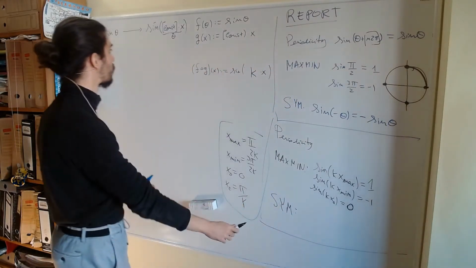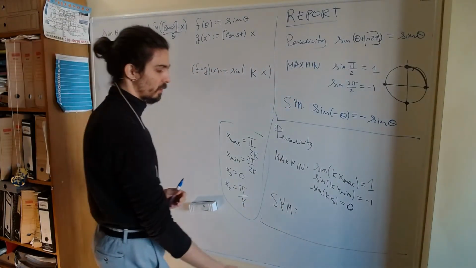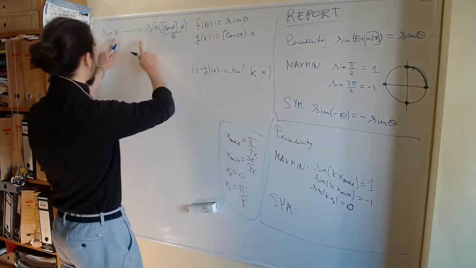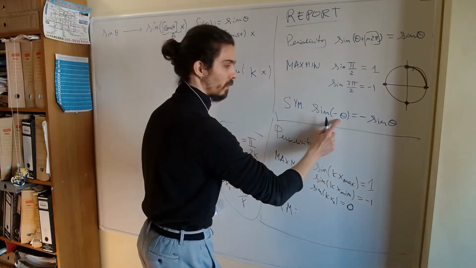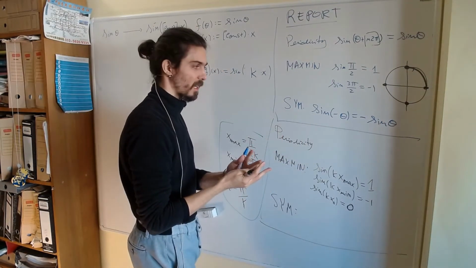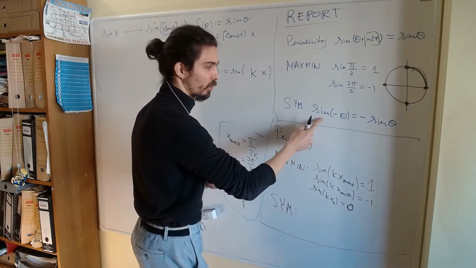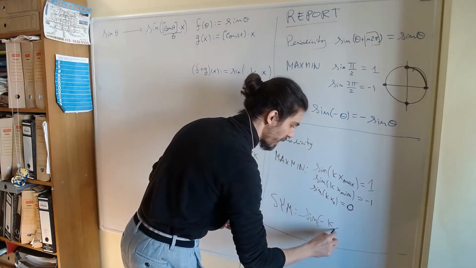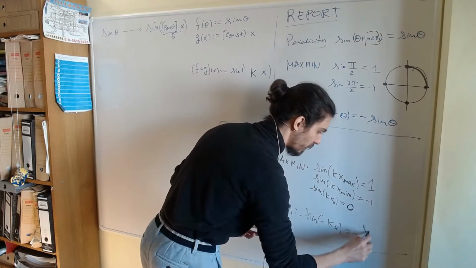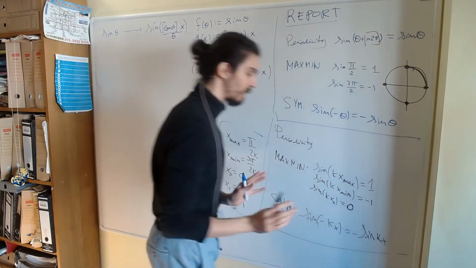What about the symmetry? Let's consider symmetry now. You see? Because theta became kx, kx is just an angle. Okay? It's just another symbol for the angle. So the symmetry is kept. So sine of minus kx must be minus sine kx. It's still antisymmetric. Okay?